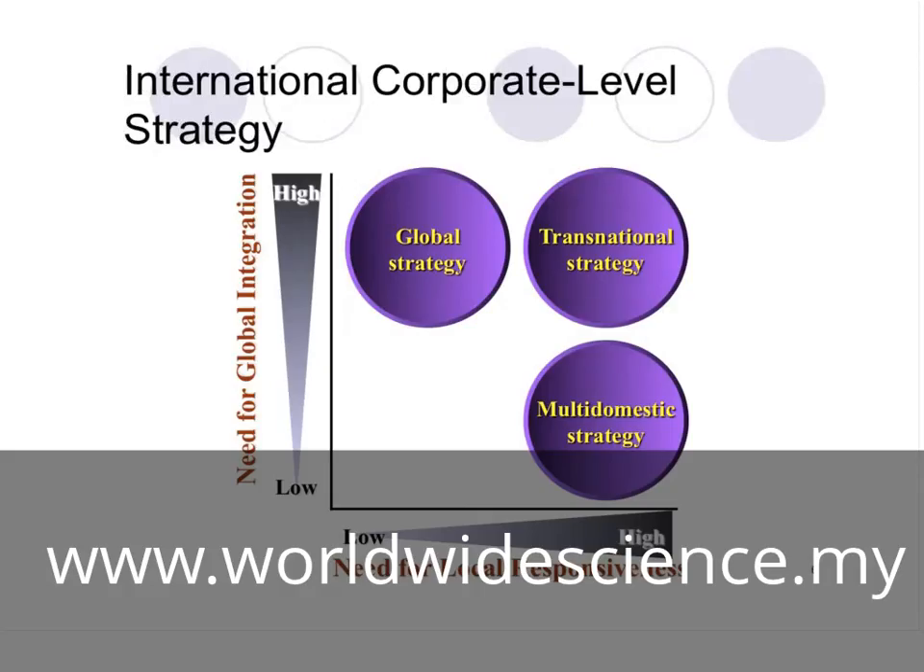So as you can see here in this chart, we have international corporate level strategy, and then we have two basically sides. One is need for global integration, and one is for local responsiveness. As you can see, for a global strategy, when you're just going global, your global integration is at the highest. So you don't need to be as responsive as others. For global strategy, you just focus on your global integration. So that's at the highest level.